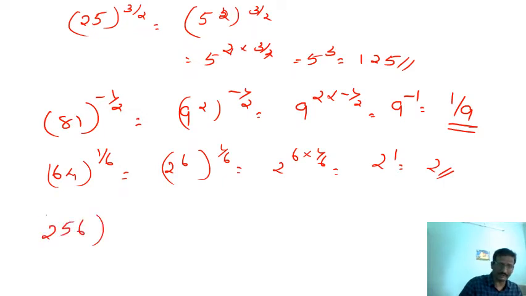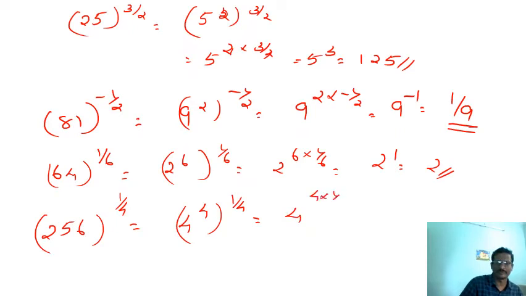Now, another is 256 raised to 1 by 4. 256 is 4 raised to 4. If you are multiplying 4 four times, then you are getting 4 raised to 4, raised to 1 by 4. 4 raised to 4 raised to 1 by 4 means 4 raised to 4 into 1 by 4. That means 4 raised to 1. 4 raised to 1 is what? 4.